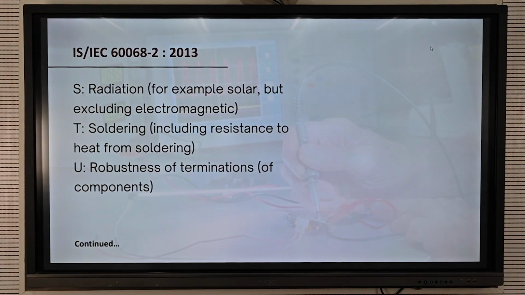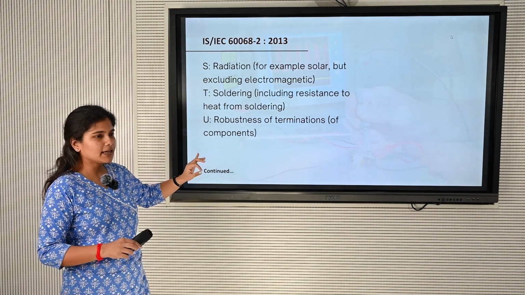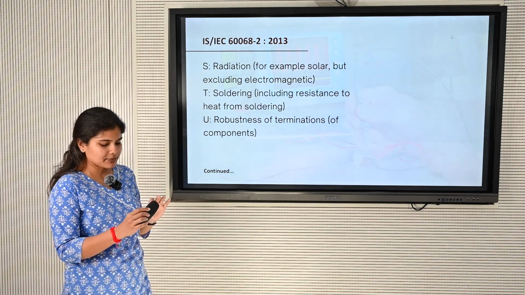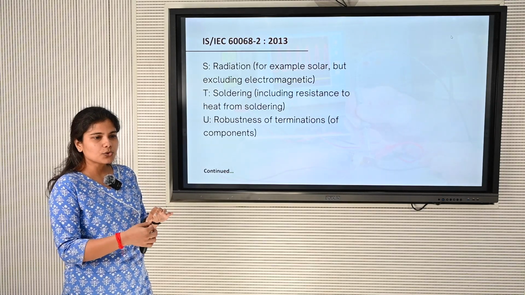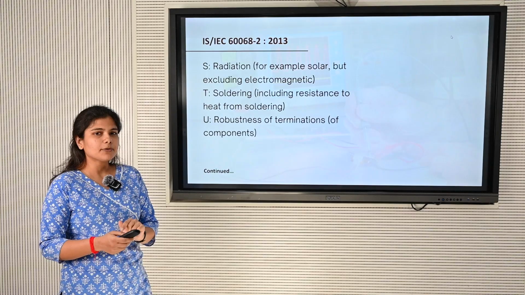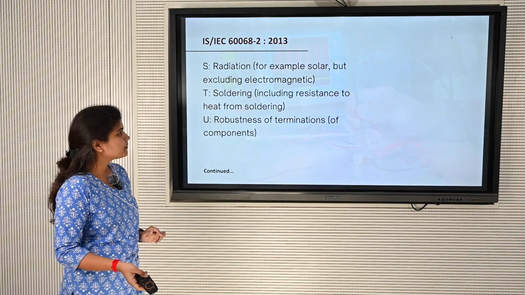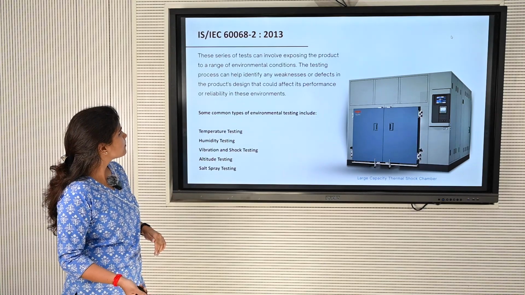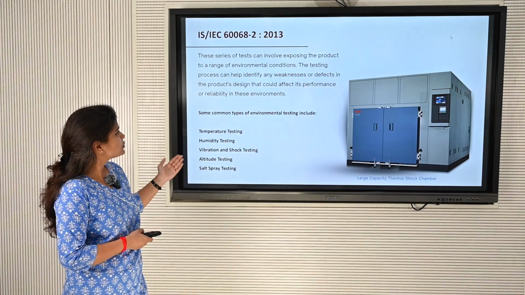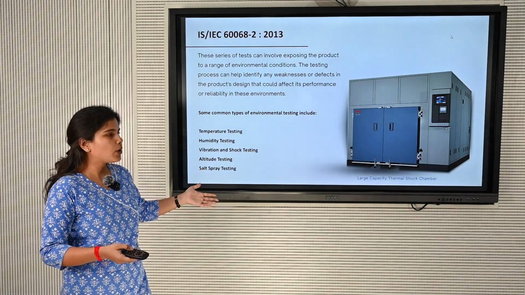These are some of the other tests, like S is for radiation test, test T is for effects of soldering, U is for robustness of terminations. See, for example, this remote has different terminations where screws and other things are there. So that should not affect the functioning of this particular equipment. So this is all about part 2, which I already talked of.